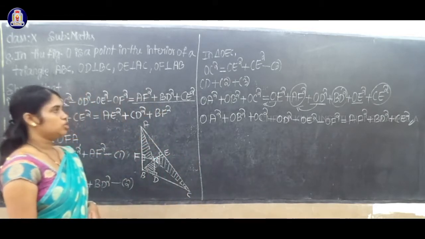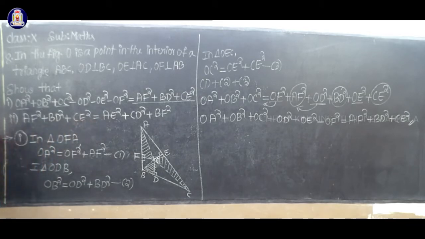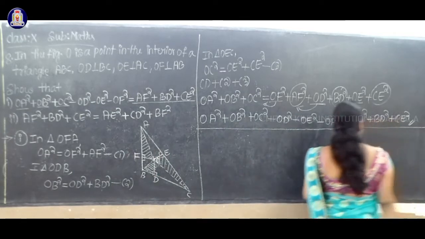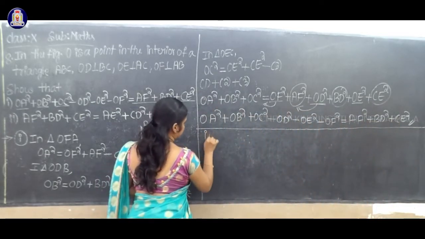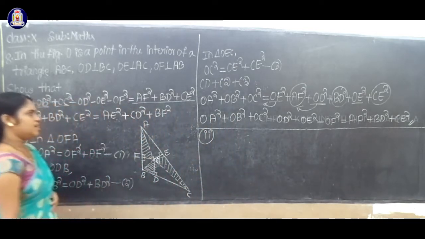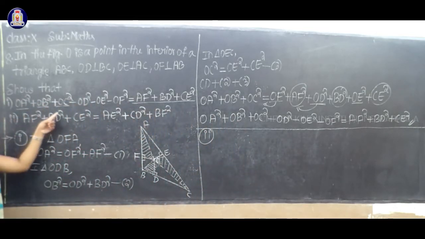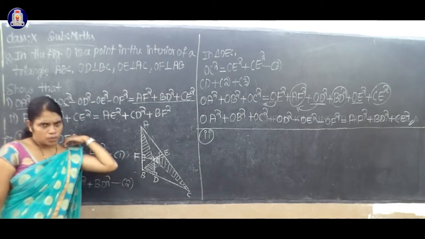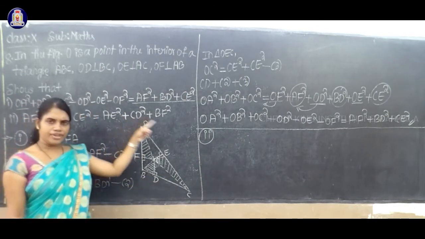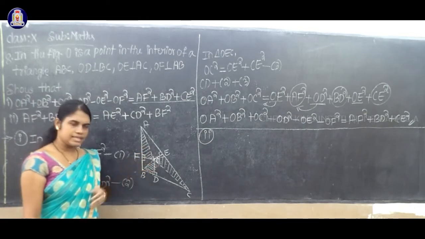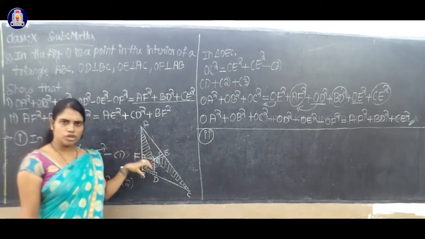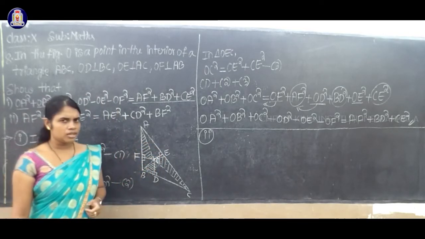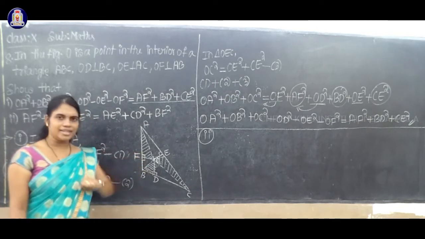So now we are going to solve the second sub question. What is there in the second sub question? AF square plus BD square plus CE square, you have, isn't it? Now, in the original figure, you shaded the 3 right angled triangles, and you applied Pythagoras theorem to these 3 shaded right angled triangles. Now, in the figure, you can observe some unshaded right angled triangles, isn't it?